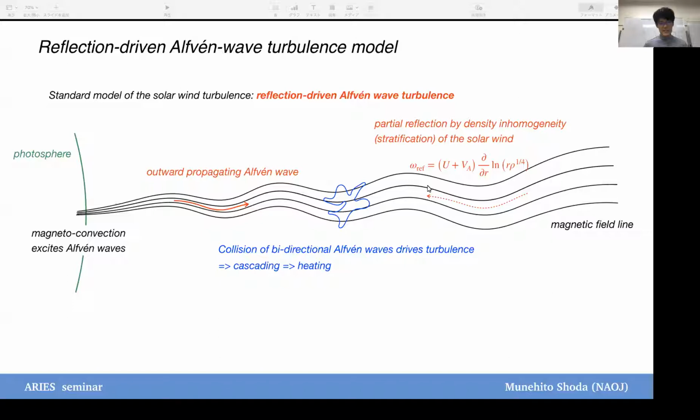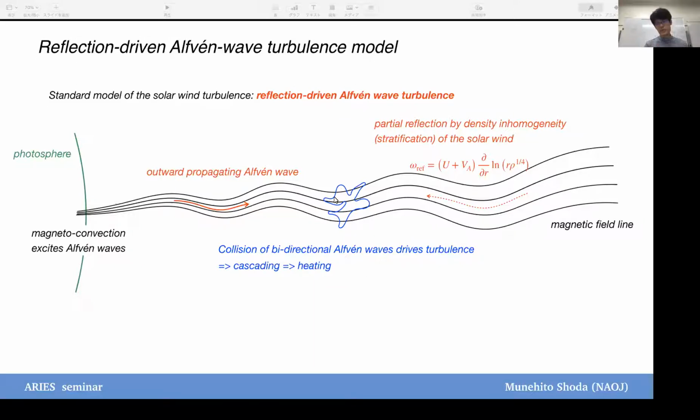So it means that as a natural consequence of Alfvén wave propagation in the solar wind, you eventually have the collision between the bidirectional Alfvén waves, which should trigger turbulence and energy cascading and plasma heating. So this is a kind of standard understanding of the turbulence in the solar wind.